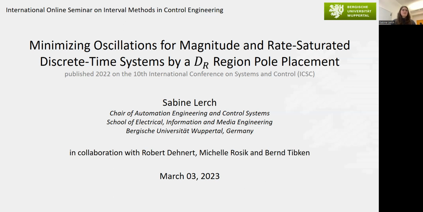And hereby we especially take actuator saturation into account, not only magnitude, but also rate saturation, with the target of minimizing oscillations of the closed loop.